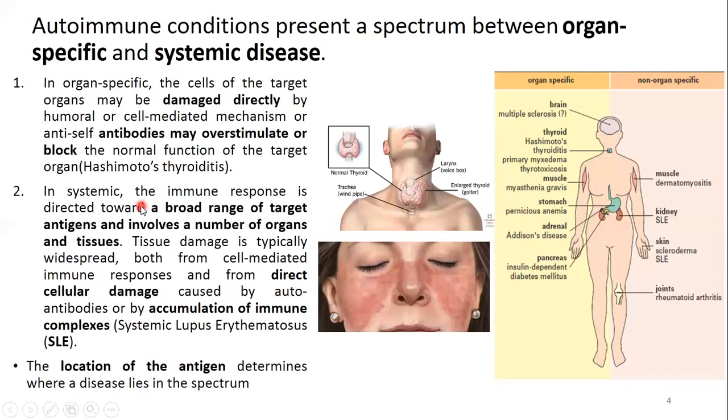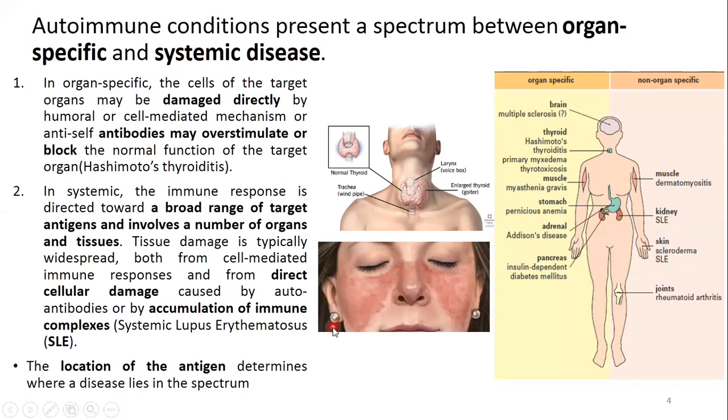However, in systemic diseases, the immune response is not specific for an organ, but is directed to a broad range of target antigens and involves a number of organs and tissues. So the damage is typically widespread, and it could result from either direct cellular damage caused by antibodies or by accumulation of immune complexes, such as in systemic lupus erythematosus.